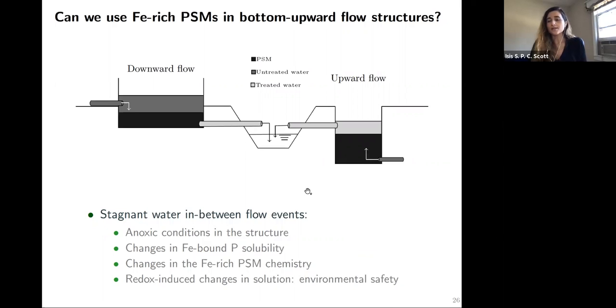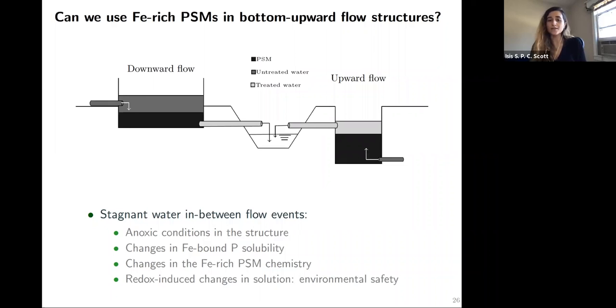On the other hand, if we use upward flow, we are not limited to the water level at the receiving water body. We can build deeper structures that have a smaller footprint in the field. The limitation with this type of flow regime is that we will have stagnant water in between flow events.